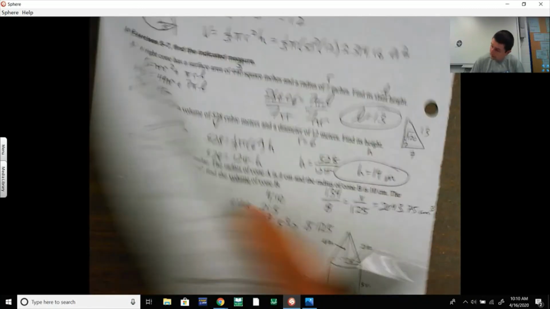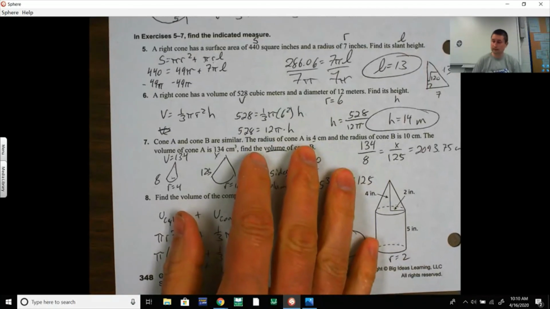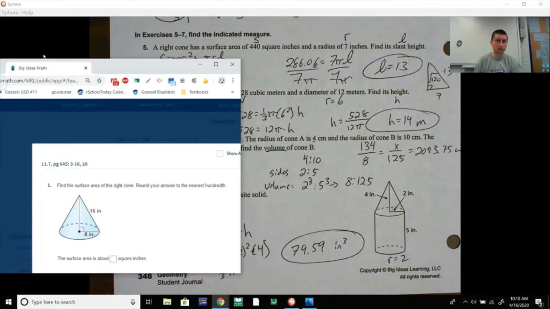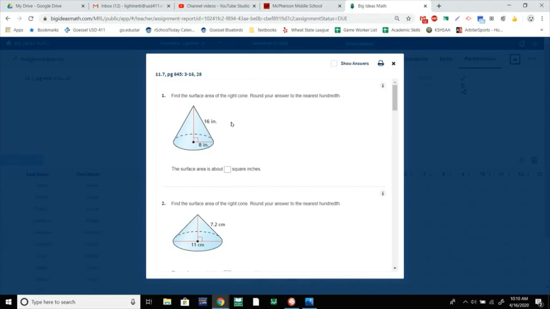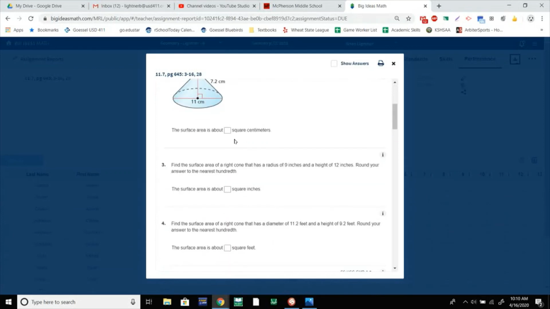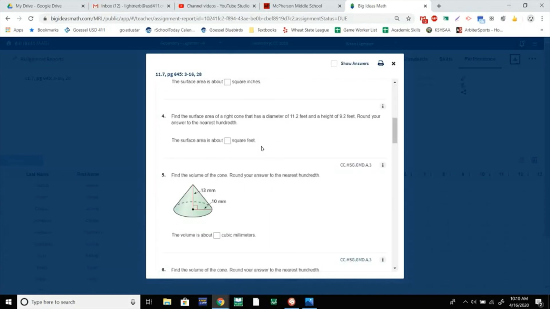Okay, that's the end of those examples. That's bottom of page 348. We have one more lesson remaining in chapter 11, and we're done with chapter 11. Your assignment to review starts off with some surface area questions. Make sure you use the radius, not the diameter, on number 2, and then some word problems with surface area. Again, on the 4, they give you the diameter, not the radius. Make sure you cut that in half.